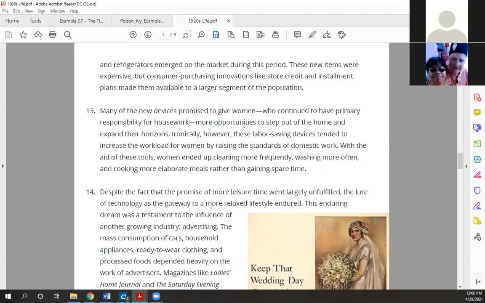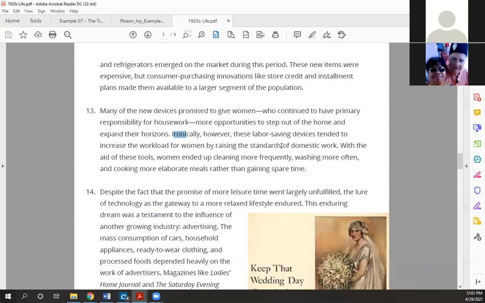Okay, so a lot of these ads, you know, a washing machine, even a dishwasher, a vacuum is going to make cleaning, make housework easier, right? It says, ironically, however, these labor-saving devices tended to increase the workload for women by raising the standards of domestic work. With the aid of these tools, women ended up cleaning more frequently, washing more often, and cooking more elaborate meals rather than gaining spare time.